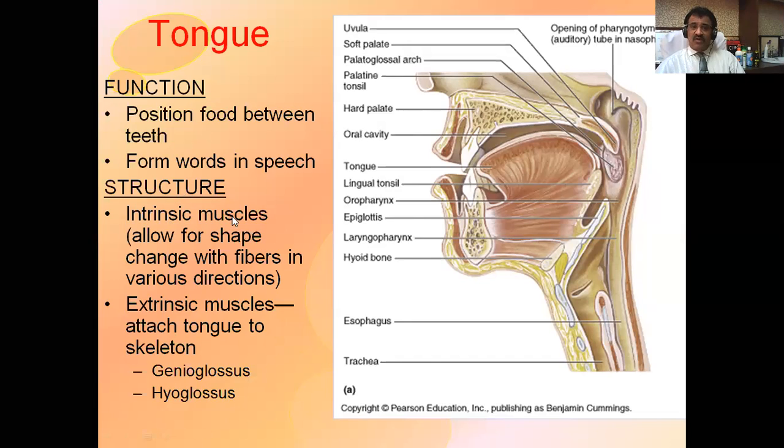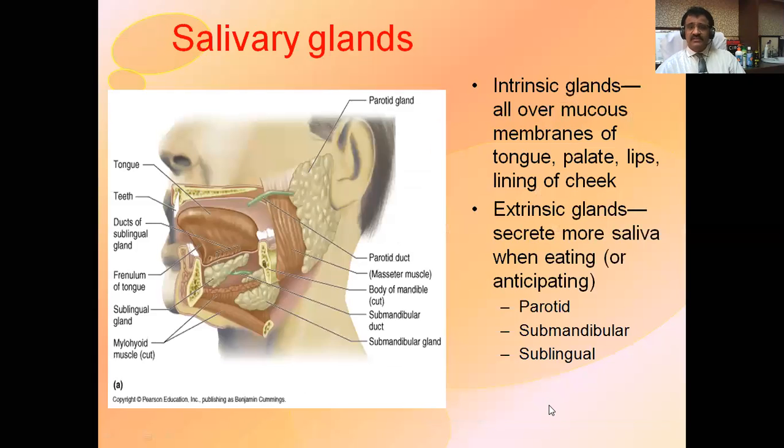Now it is made up of muscles. It is a muscular organ. So there are four intrinsic muscles and four extrinsic muscles. Intrinsic muscles are two longitudinal, one transverse, and one vertical. That we have seen all that. And extrinsics, there are four of them: genioglossus, hyoglossus, styloglossus, and palatoglossus.